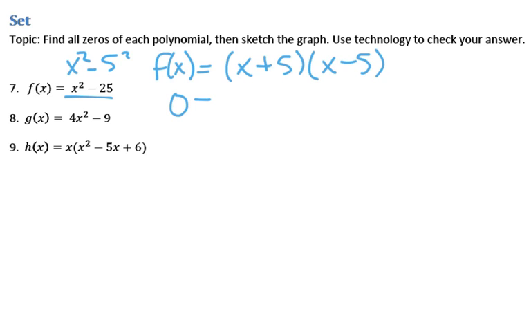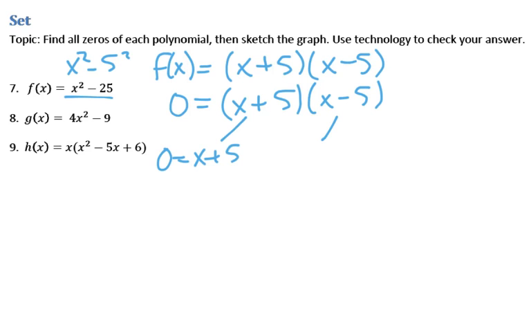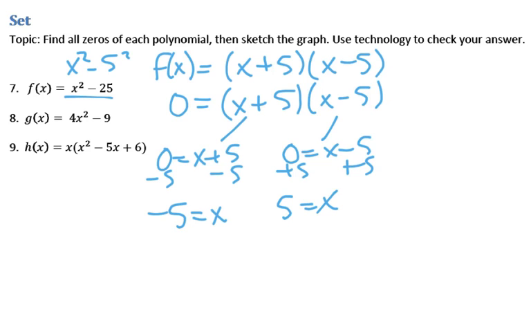So if we want to find the zeros, the x-intercepts, we make that f of x 0, and then each one of these we're going to set equal to 0 separately. So minus 5 would give us negative 5 equals x. Add 5 to both sides to get 5 equals x. So we've got the zeros.